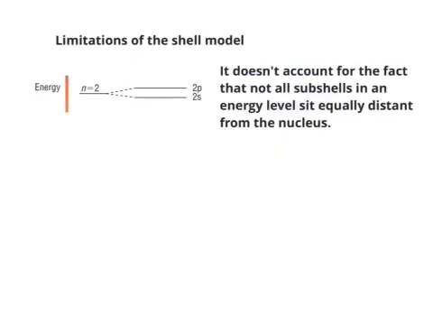So let's wrap up with a few limitations of the shell model. Firstly, it doesn't account for the fact that p subshells sit slightly further away from the nucleus. It just assumes that all the electrons in one particular shell are equidistant from the nucleus. That's not quite true.